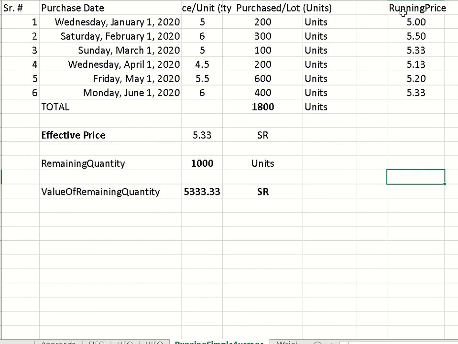As you can see, this is the running price. If you look at the first purchase order, the price is just 5. But if you go here, look at the second price, you take the average of this, and then it comes out here. And this one is the average of that one here. So you see it's growing.